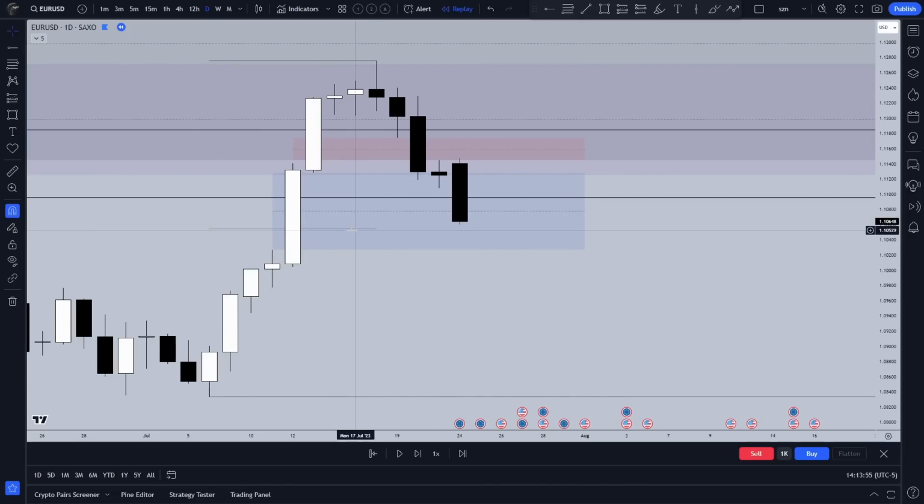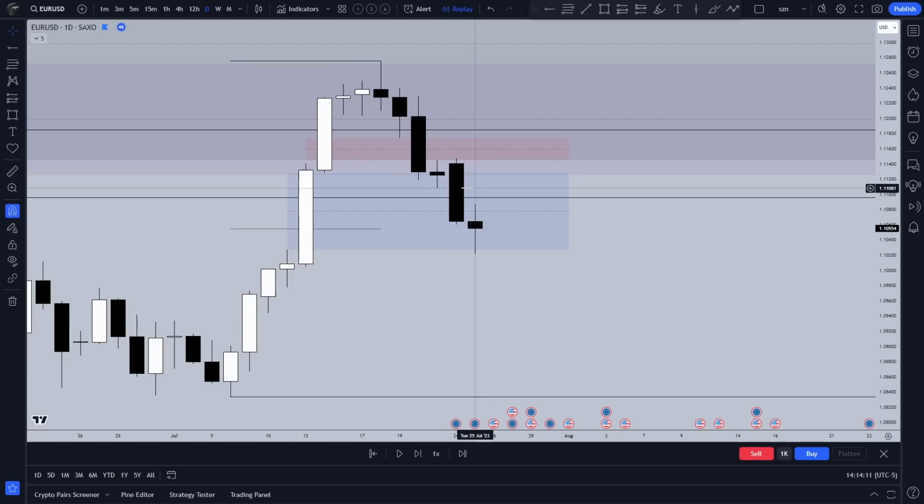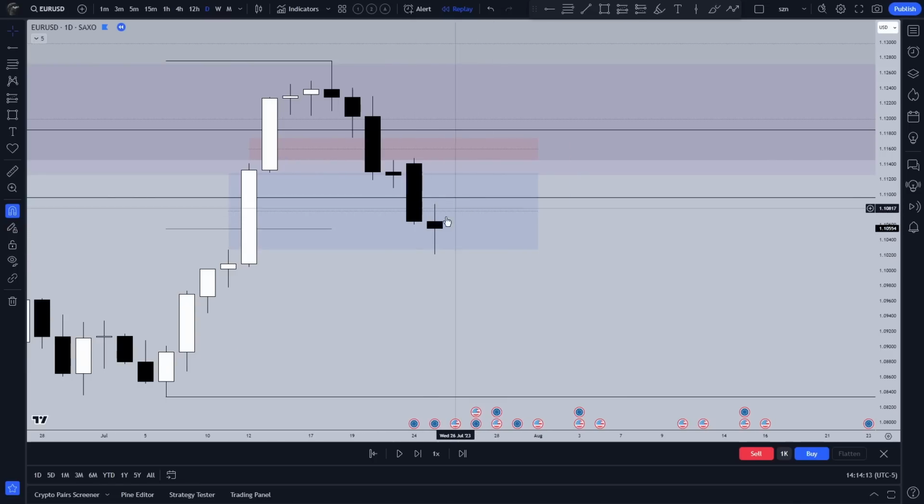So now again, we're still aiming for lower prices. We still have not reached the 0.5 level discount of this range, so we are still expecting prices to trade lower. And you can see on the next day, we more likely have a consolidation profile, but you can see we got the move into the discount of this daily dealing range.